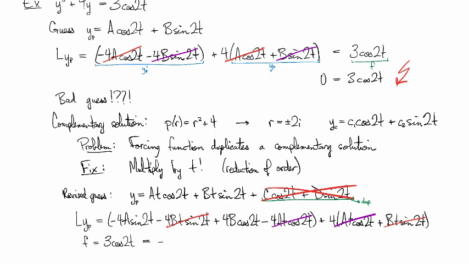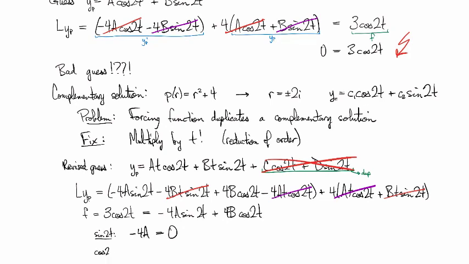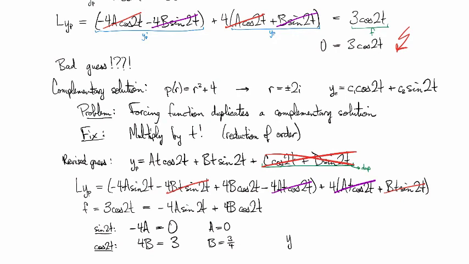Okay, so we have minus 4a sine 2t plus 4b cosine 2t. And so we have the equation for the coefficients of sine 2t, which is minus 4a equals 0. And then we have the equation for cosine 2t, which is 4b equals 3. And so that tells us that a is equal to 0, b is equal to 3/4, and so our particular solution is going to be 3/4 t sine 2t. B was the coefficient of the sine term. Yes. Okay. Good. So that's this one.